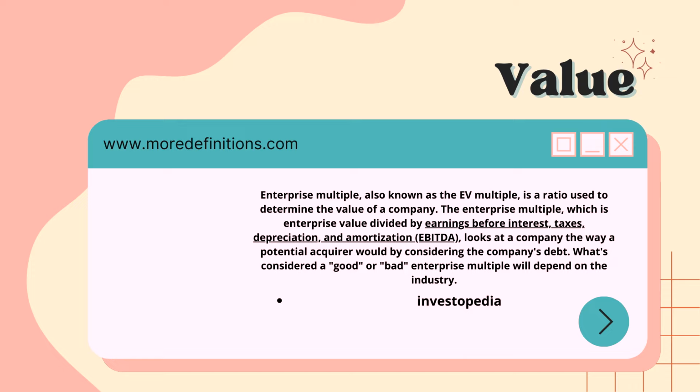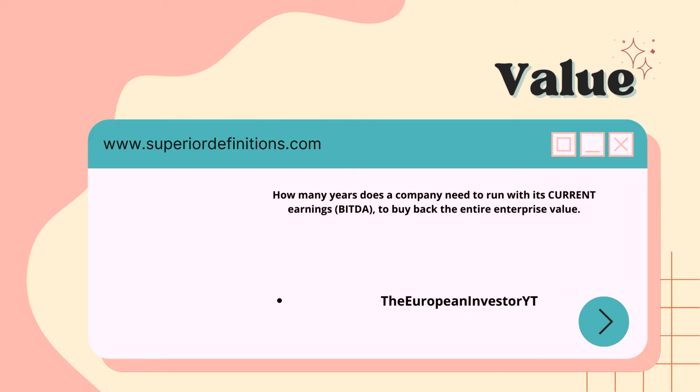I think if you want to make this definition easier to understand, I would argue that the EV/EBITDA ratio basically says how many years a company needs to run with its current earnings before interest, taxes, depreciation and amortization to buy back the entirety of their enterprise value, to buy back the entirety of their company on the open market as well as their debt load.